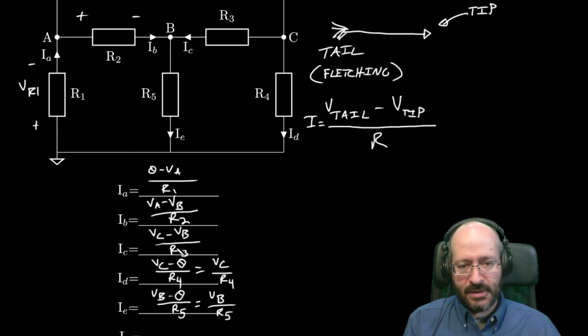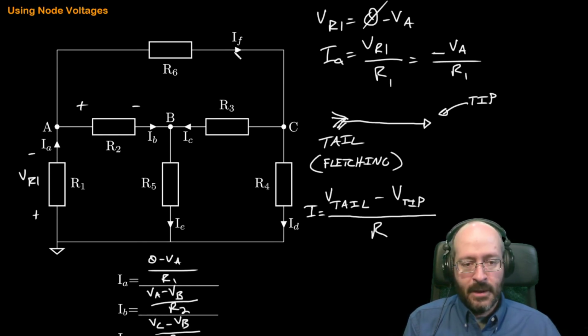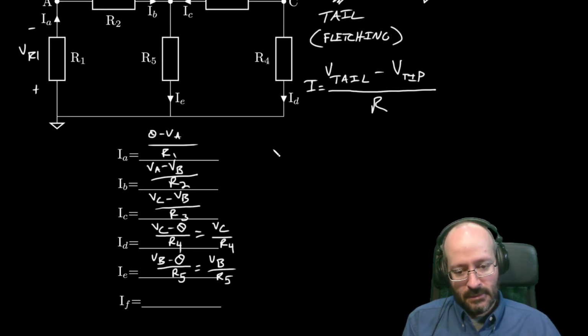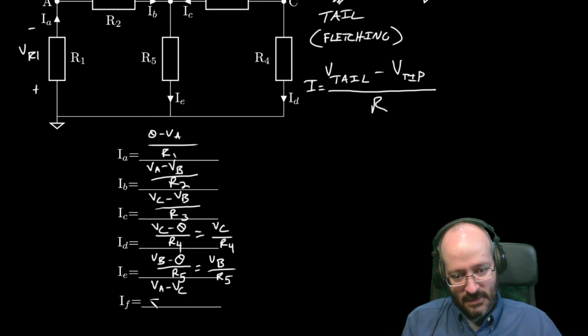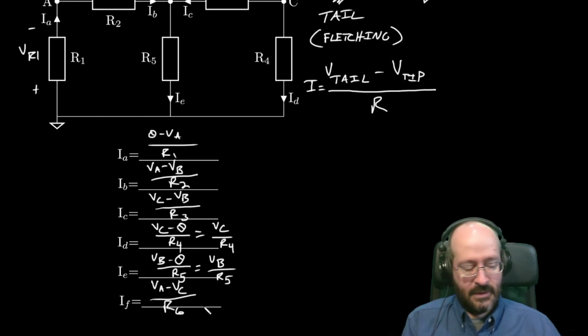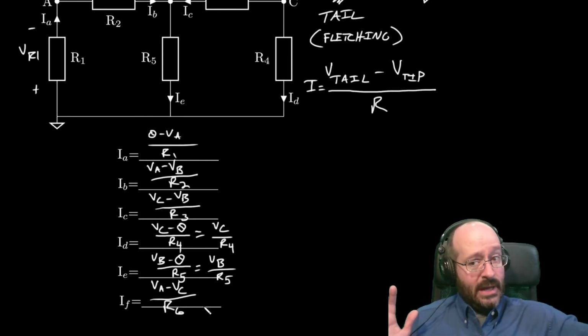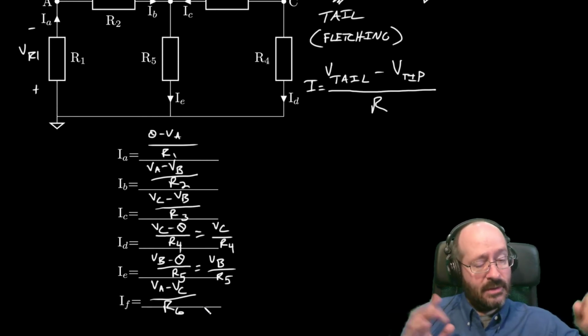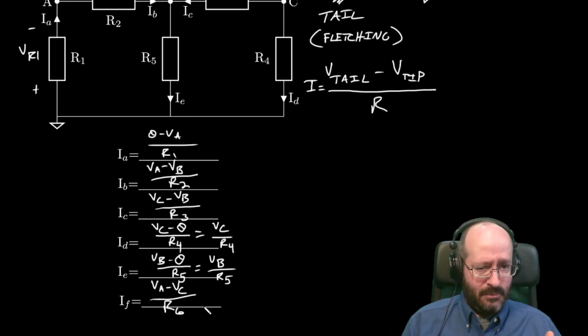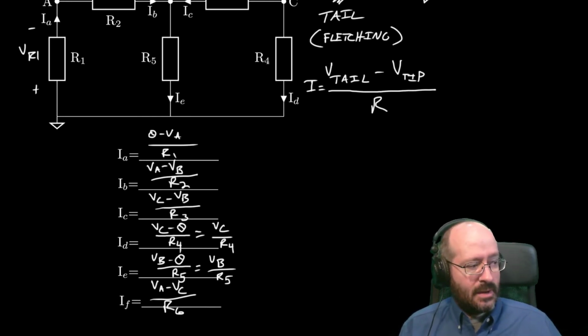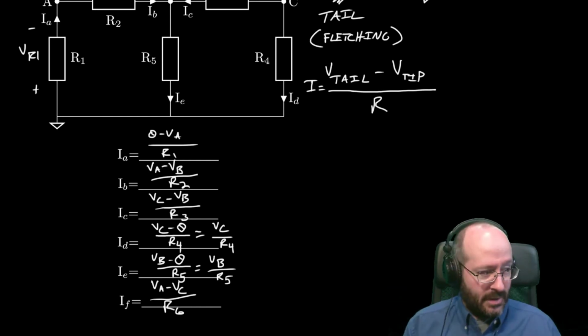IF, how much you want to bet that's all the way on the top? There we go. IF, okay, so we're going left to right, so it's going to be VA minus VC over R6. Okay, so VA minus VC over R6. Not too bad. Hopefully you're feeling okay with this. We're going to use it a lot, and because we're going to use it a lot, I hope you get good at it.